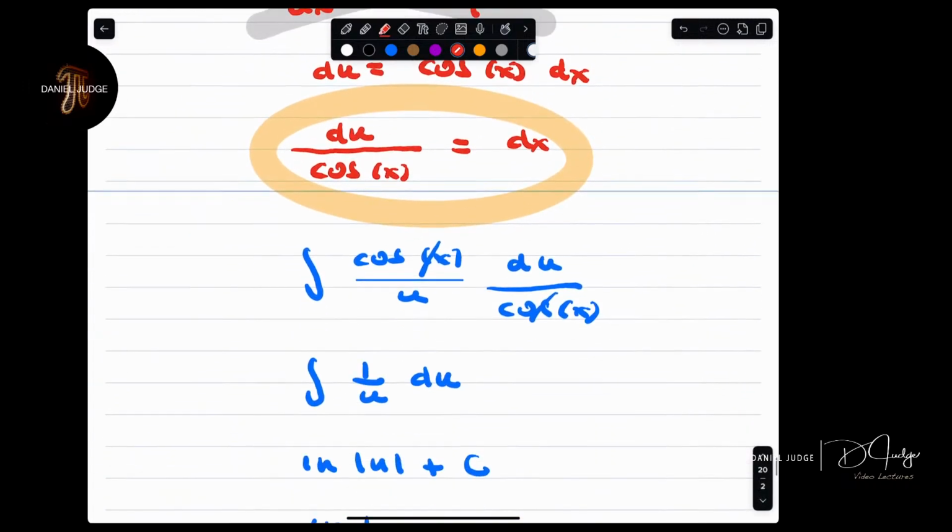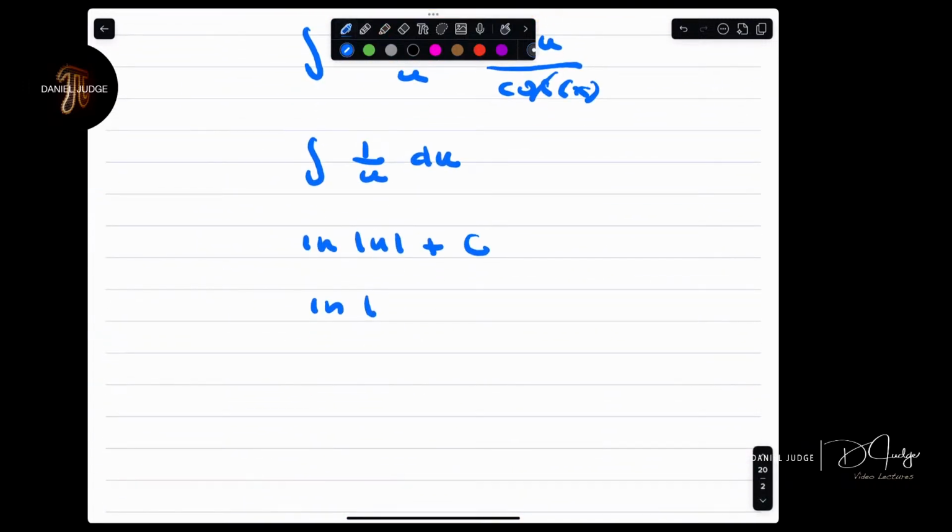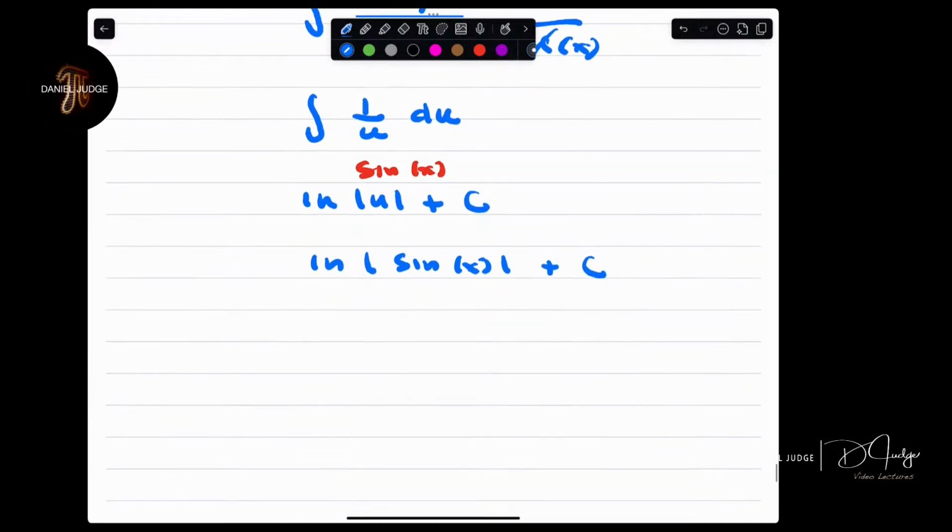So we replace this u with sine. I can write it down here. So we get natural log absolute value of sine plus c. So let me write this in black. And you get natural log absolute value of sine plus c.